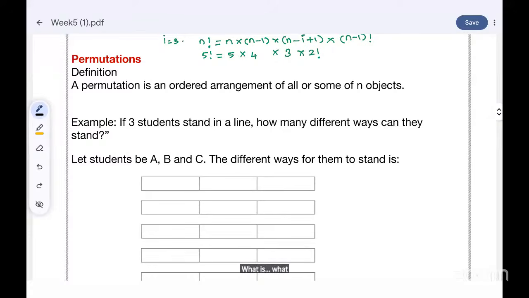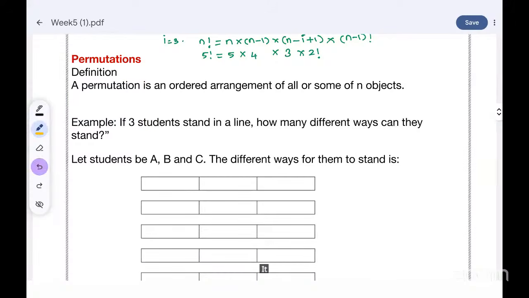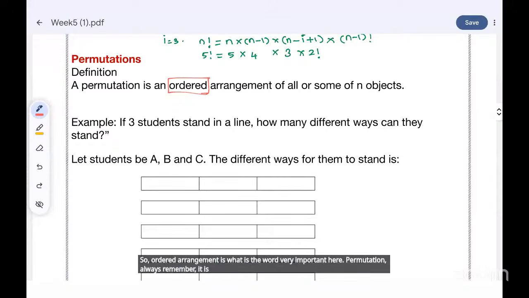What are permutations? Now the definition of permutation is as follows. A permutation is an ordered arrangement of all or some of n objects. This word ordered is very important. For permutation, it is always an ordered arrangement. Always remember it is ordered.